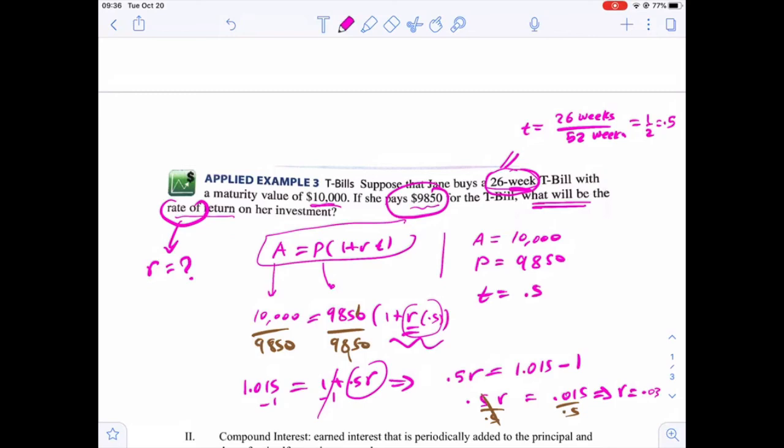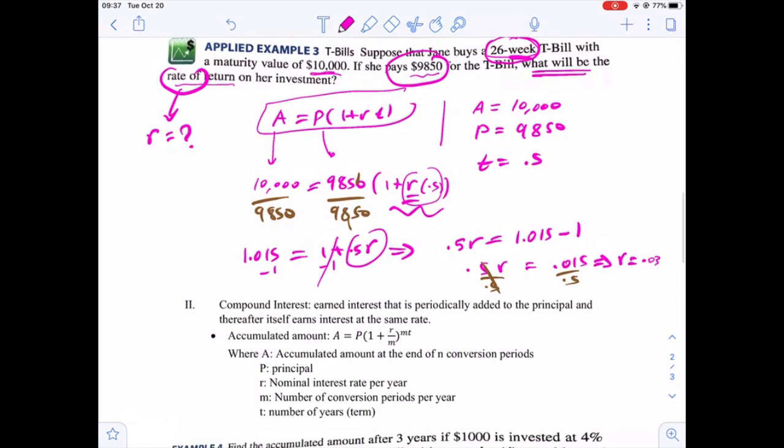Okay. Now after this we have the second part. Now we come to the compound interest.